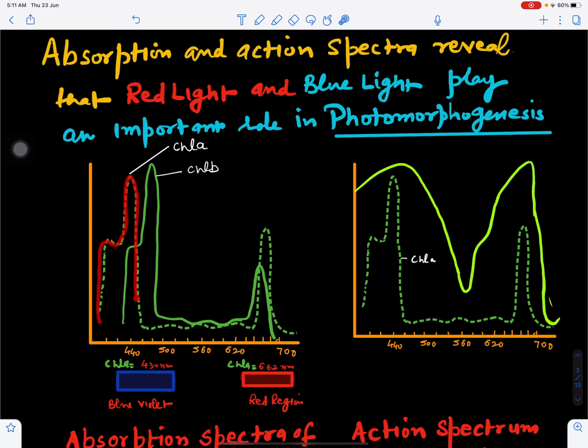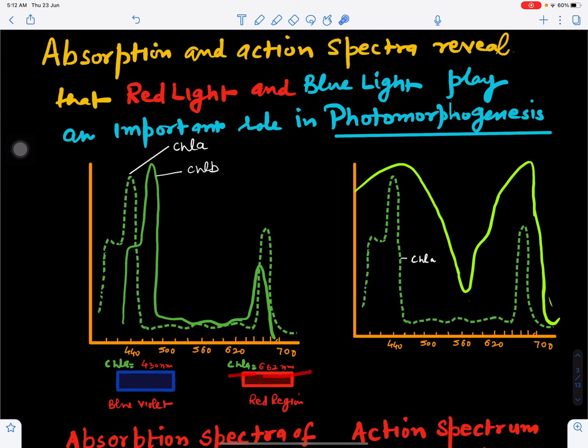This is one peak and this is another peak in the case of the chlorophyll A molecule. And again in the chlorophyll B molecule, this is one peak and this is another peak. So maximum absorption occurs in the blue-violet part in chlorophyll A as well as in chlorophyll B. Chlorophyll A absorbs at 430 nanometer in the blue-violet region, and in the red region at 662 nanometer.